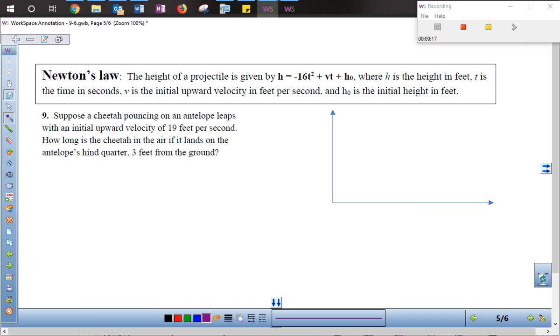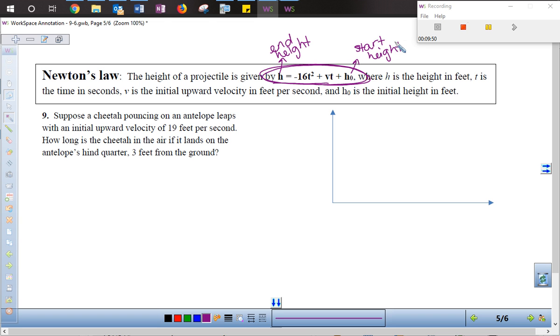Now, the height of the projectile is given by this equation right here. And then it says where h is the height in feet. This is the ending height. T represents time, and that has to be in seconds. V is the initial upward velocity in feet per second, which is kind of like another way of saying its speed. And h sub 0 is its initial height, which we know is another word for its starting height.